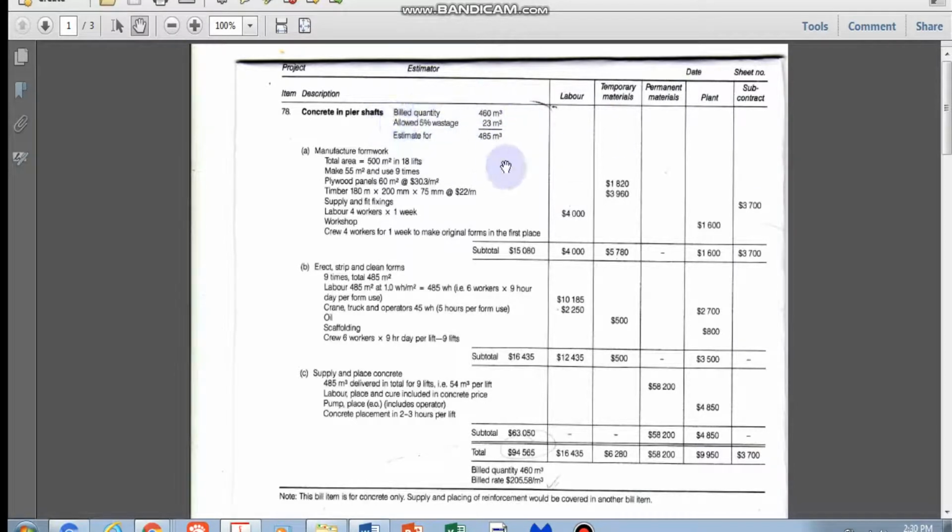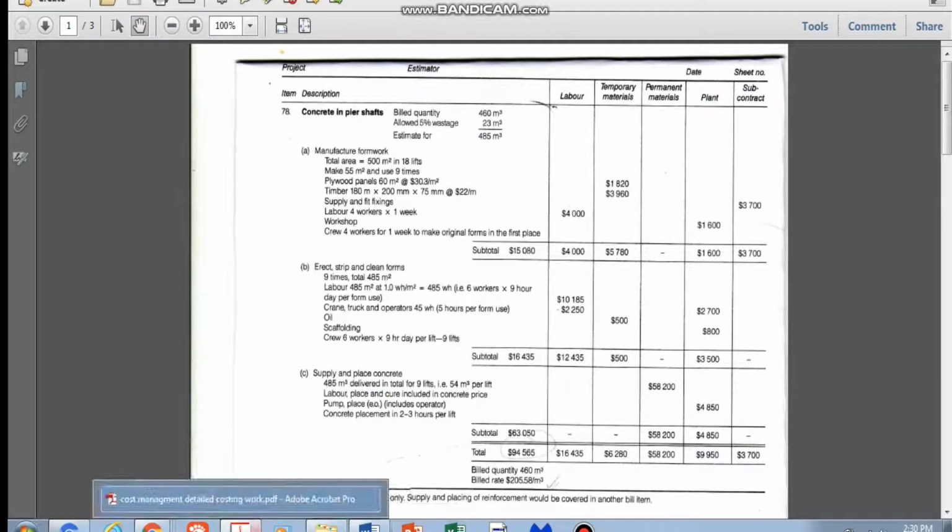So once you've got this quantity, then you will look at your work breakdown. In order to construct this concrete in pier shaft, you have manufacture formwork, erect, strip and clean formwork, supply and place concrete, etc. So you can have A, B, C, D, E, F, G, and then there is also a third layer involved as well.